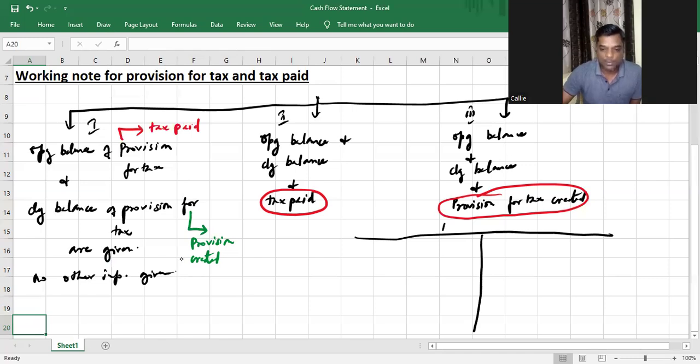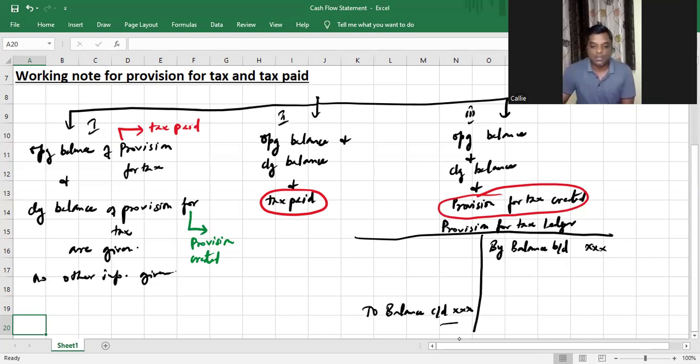You prepare the provision for tax ledger. The opening balance for provision for tax ledger will be written on the credit side, as provision is a liability and liability opening balance will be on the credit side. And the closing balance will be written on the debit side, as for liabilities, the closing balance is always written on the debit side.